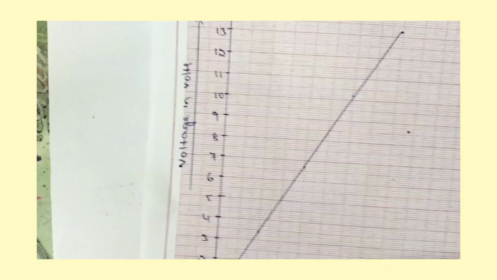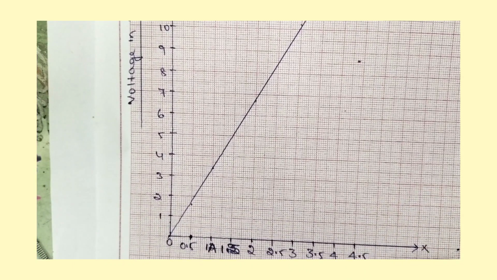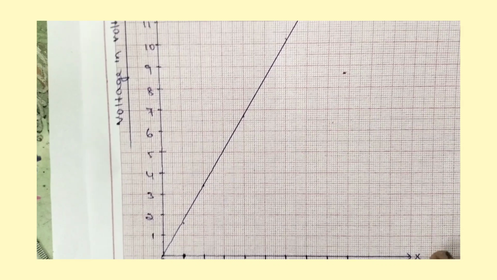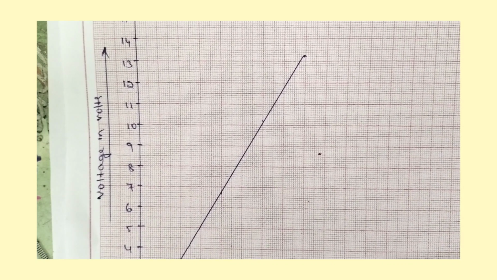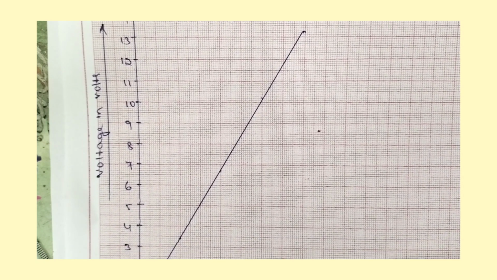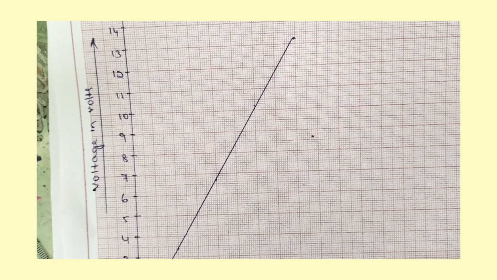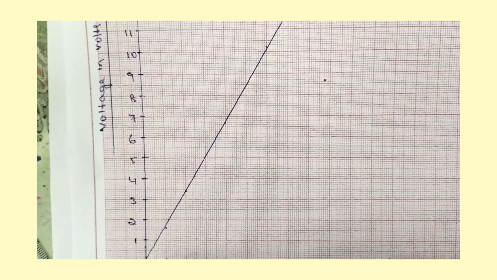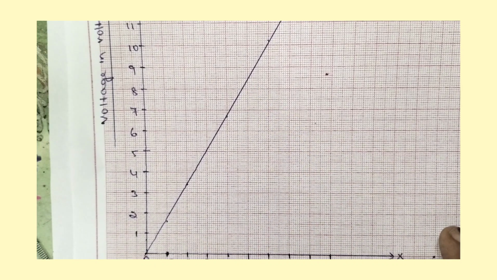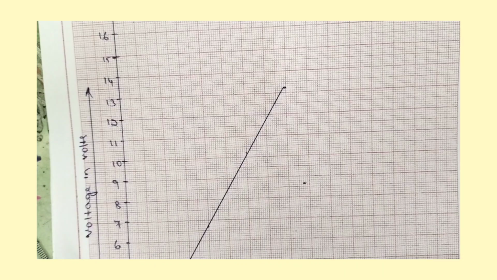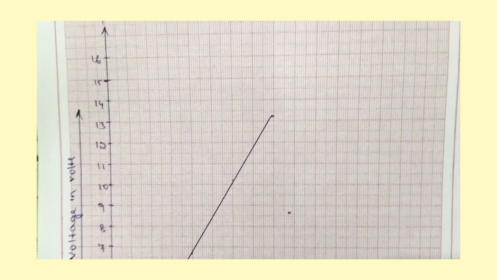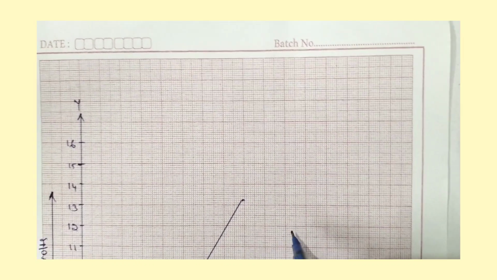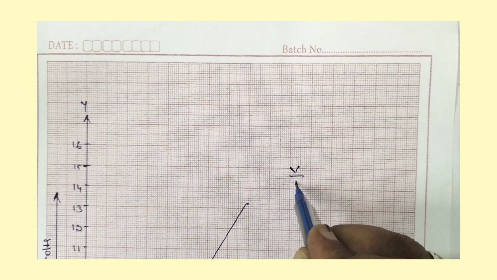So if we join the points, we are getting a straight line like this. This straight line tells us that the ratio V by I is constant. Because the graph is a straight line, the straight line says V by I is always constant. So from this graph, what we understand is that this is Ohm's law.